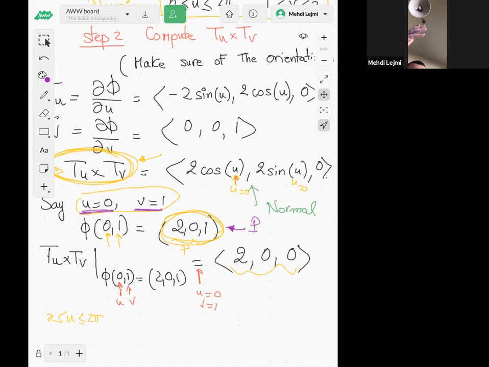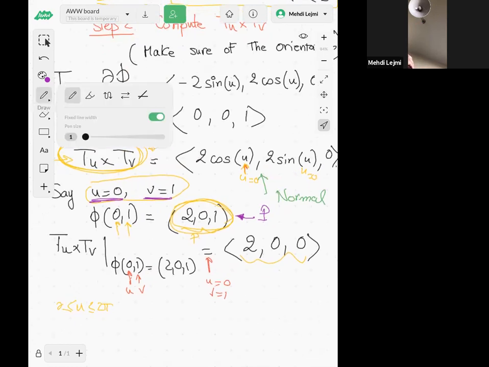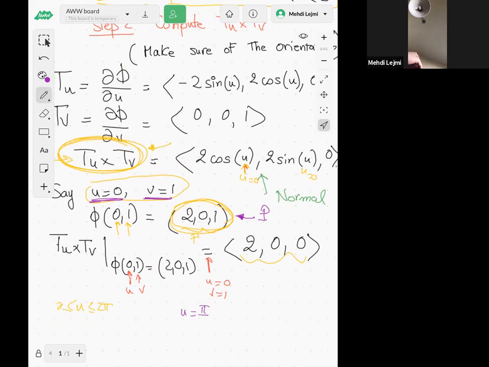And of course, you can pick a different point. So u is between 0 and 2 pi, right? You can pick u equals pi over 2, for example. v is between 1 and 3, right? You can say v is 3. So when you pick pi over 2 and 3, you're going to get a different point on the cylinder, some other point.